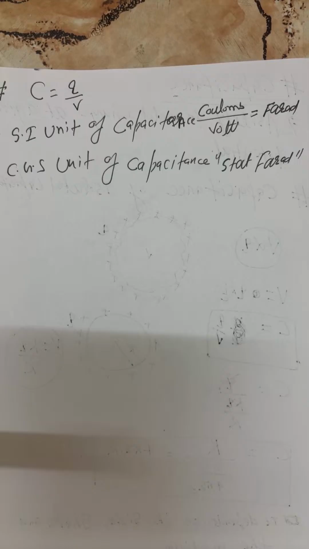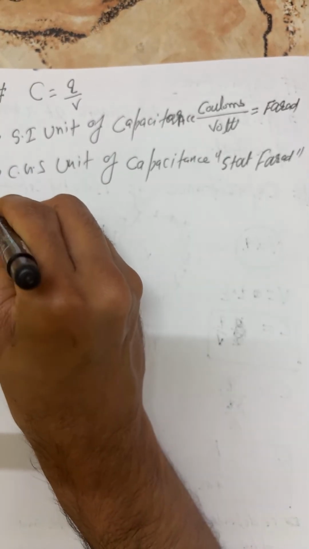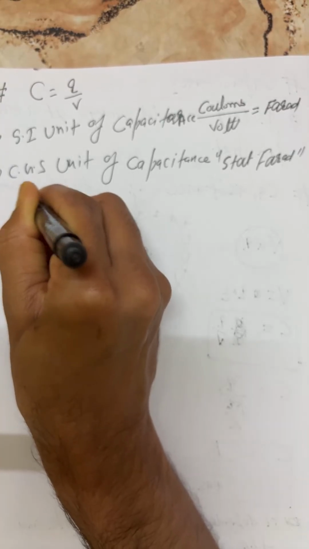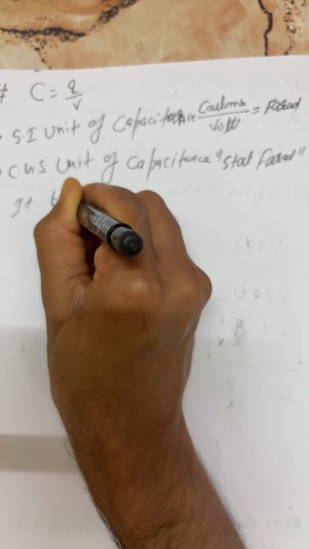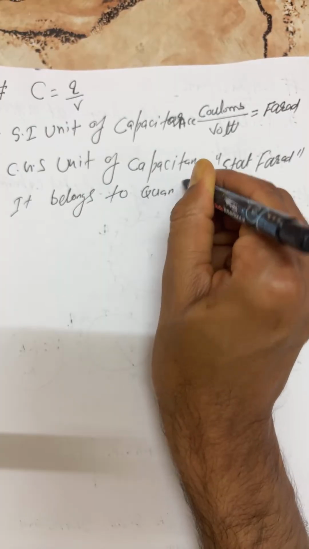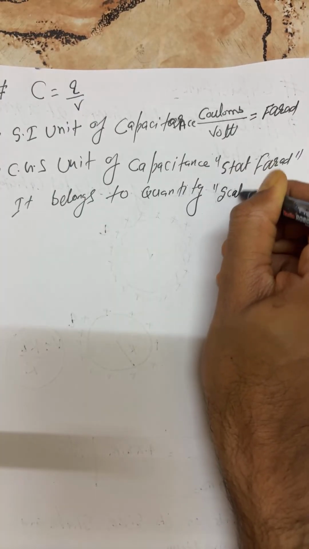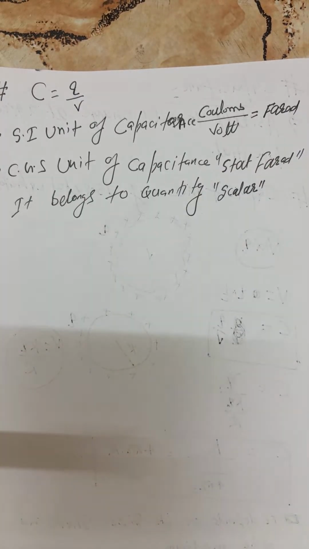Okay. Capacitance belongs to which quantity? Tell me, scalar or vector. It belongs to the scalar quantity. Okay.